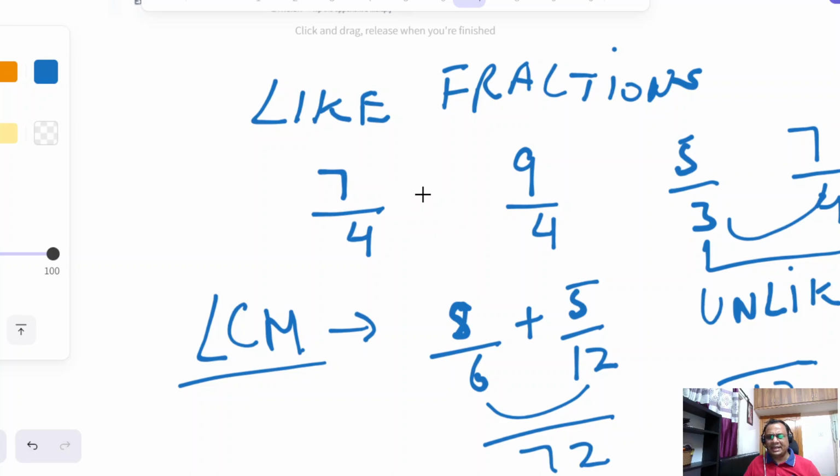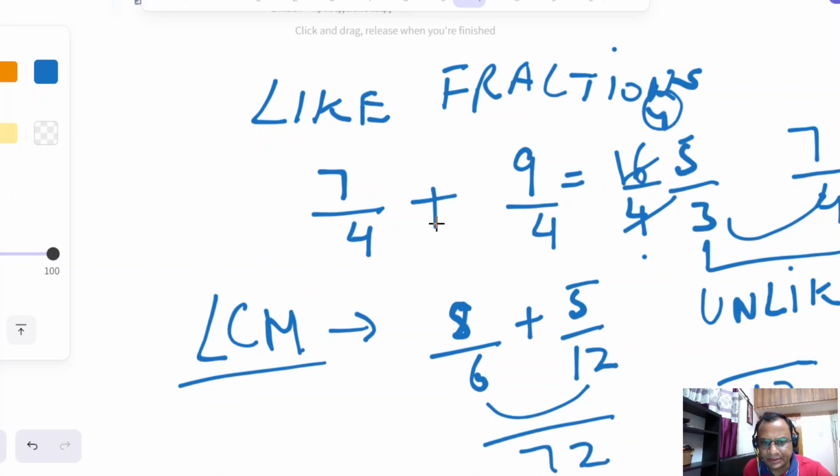If it is like fractions, very simple. If you have to add 7 upon 4 and 9 upon 4, keep the denominator the same. Never add the denominators. You only have to add the numerators. The 4 will remain 4, and 7 plus 9 you can write as 16. You can also cancel, and the lowest form is just 4. So the answer is 4. Let's take some other examples.